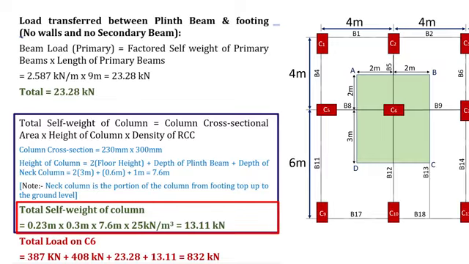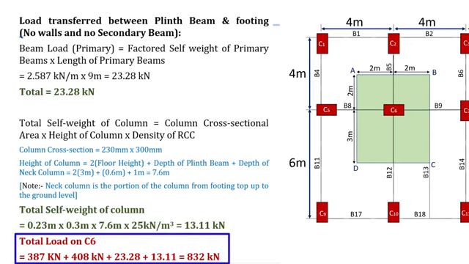Again, total self-weight of column will be equal to area of cross-section of column, that is 0.23 into 0.3 meter, into height of column, that is 7.6 meter, into density of RCC, which is 25 kN per meter cube. On simplifying further, total self-weight of column will be equal to 13.11 kN.